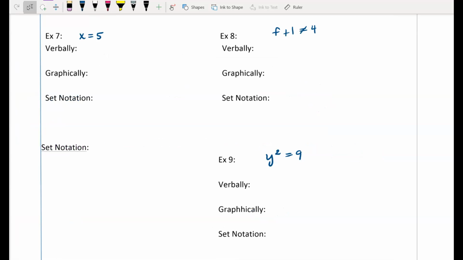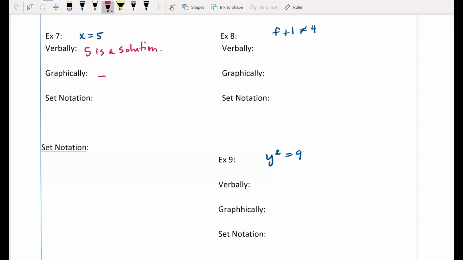So in example 7, we have a very basic algebraic equation. X equals 5. It's already solved for us, but we want to look at how to write the solution verbally, graphically, and using set notation. Verbally just says that 5 is a solution. That's all you're saying when you say that x is equal to 5.